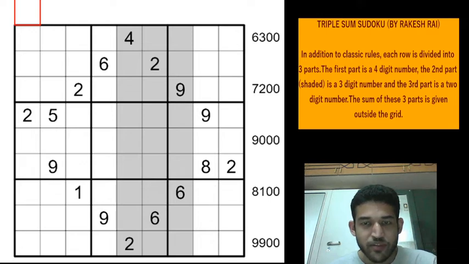I am Kishore and today we are going to solve a triple sum Sudoku created by Rakesh Rai. This Sudoku was created by Rakesh and it was contributed for the Indian round of the Sudoku Grand Prix that was conducted in the World Puzzle Federation. The Sudoku Grand Prix is a series of usually 8 online rounds that is conducted on the World Puzzle Federation website. Each round is authored by a different country.